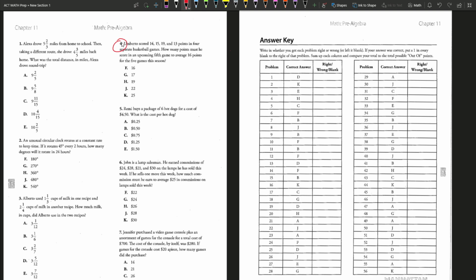So you have scores of 14, 15, 19, and 13 in 4 separate basketball games. How many points must he score in an upcoming 5th game to average 16 points for the 5 games this season? Can someone explain that to me real quick?